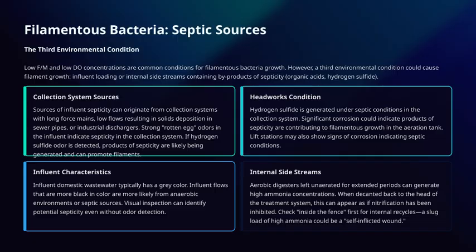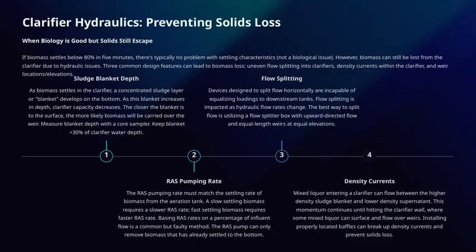healthy treatment process. Let's talk about clarifier hydraulics and how they prevent solids loss, especially when the biology looks good but solids still escape. When biomass settles properly, say, below 80% in 5 minutes, that usually indicates the settling characteristics aren't the issue. But solids can still be lost because of hydraulic problems. There are 3 common design features that can cause this. First is uneven flow splitting into the clarifiers. If the flow isn't evenly distributed, some areas might be overloaded, leading to solids escaping.